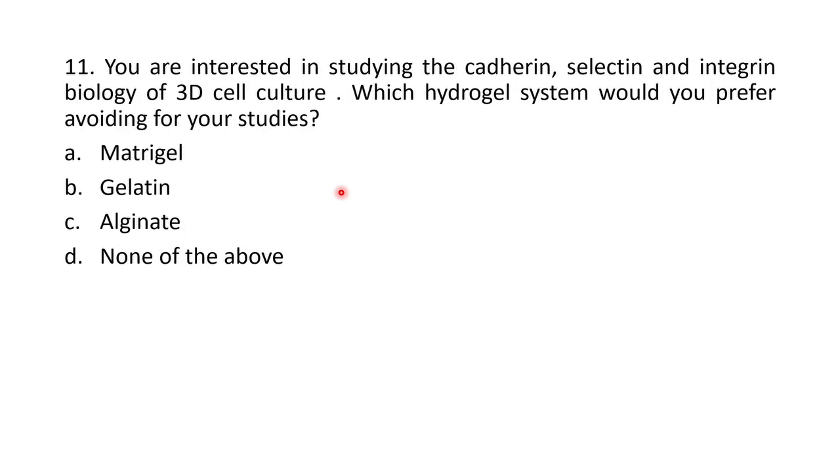Question number 11. You are interested in studying the cadherin, selectin, and integrin biology of 3D cell culture. Which hydrogel system would you prefer avoiding for your studies? Option A is matrigel, option B gelatin, option C alginate, option D none of the above. Which hydrogel system will we want to avoid if we want to study cell-cell or cell-to-ECM interaction?